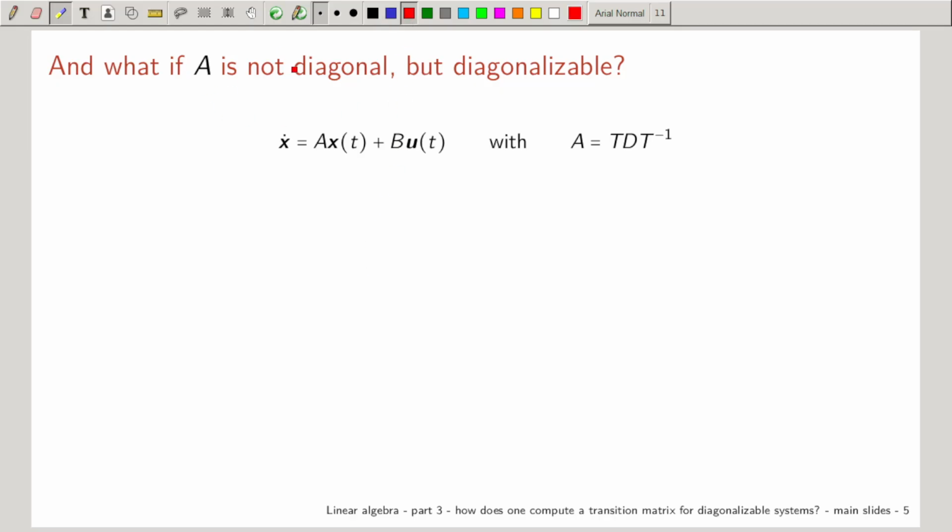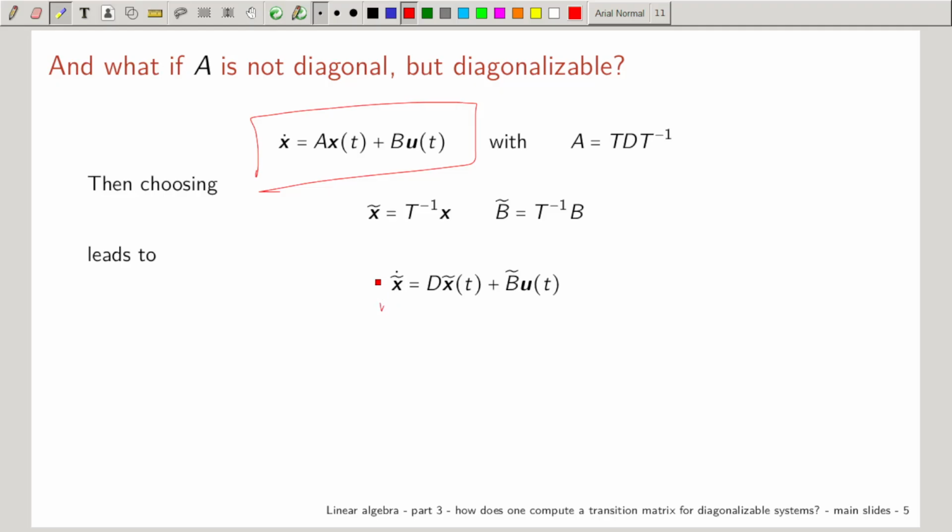So let's go to A, not diagonal, but diagonalizable. That means that I've got this system here, and I can write this. Okay? Now, what is happening? Let's rewrite this system so that we write it in the diagonal form. Let's redo all the steps so that you remember. You've got to remember how to rederive those formulas, okay?